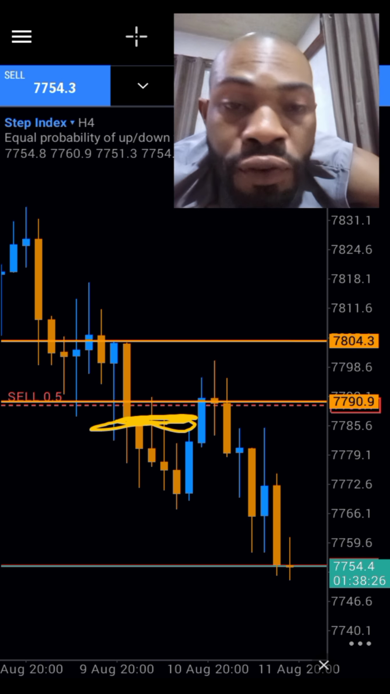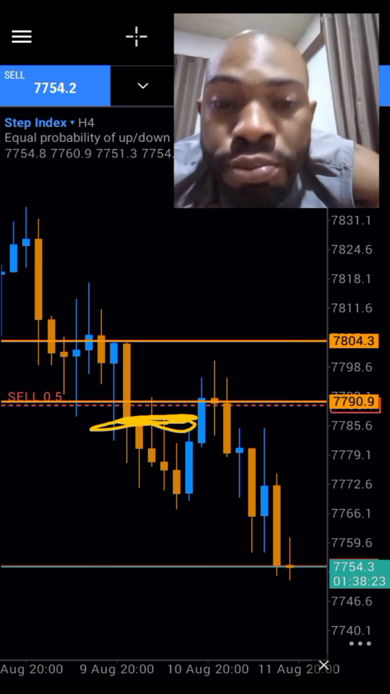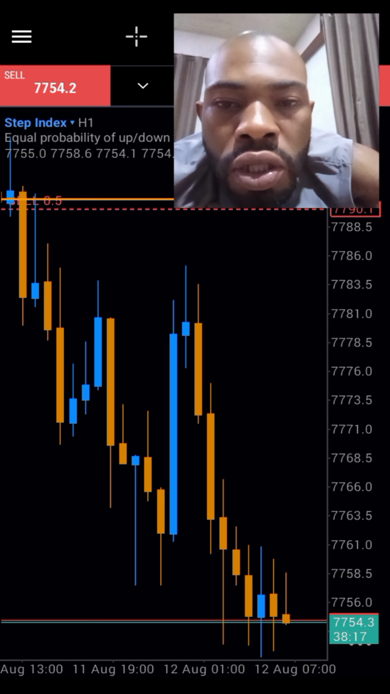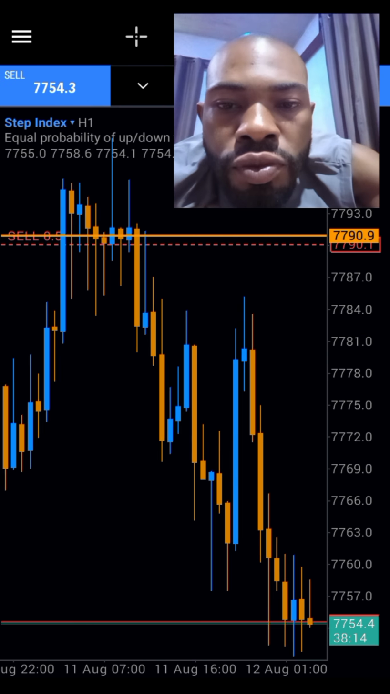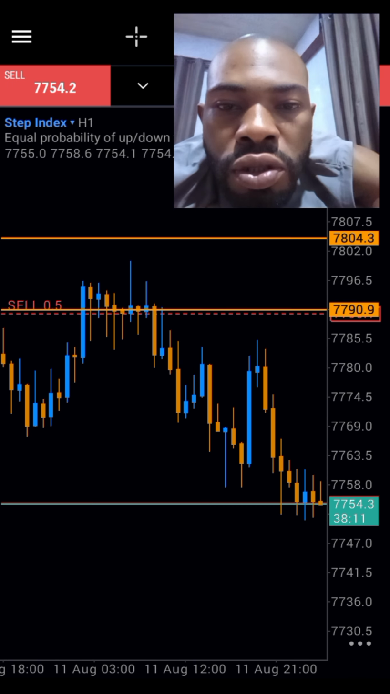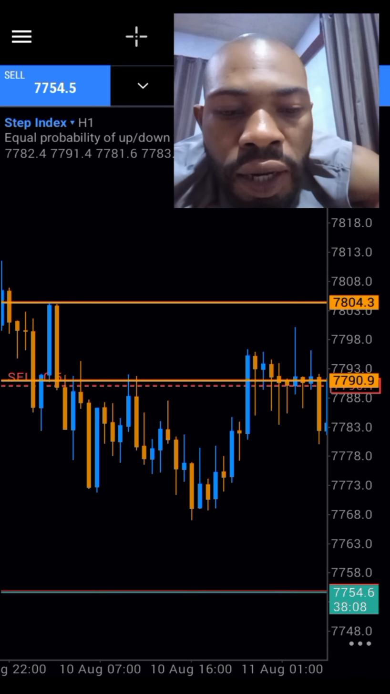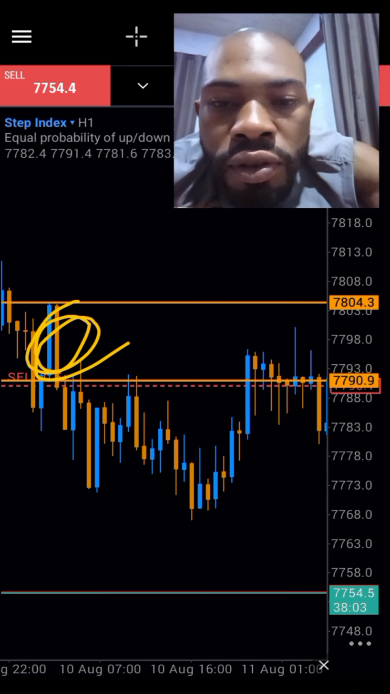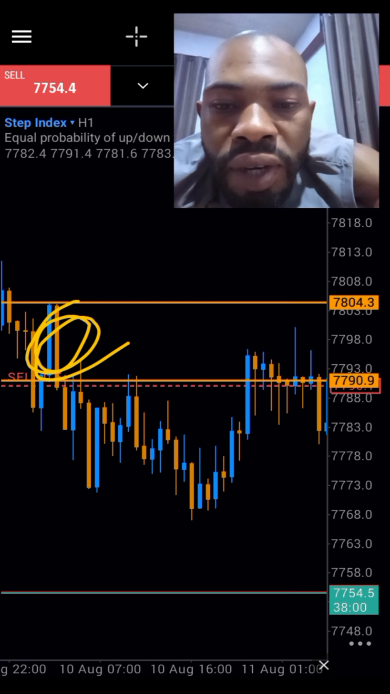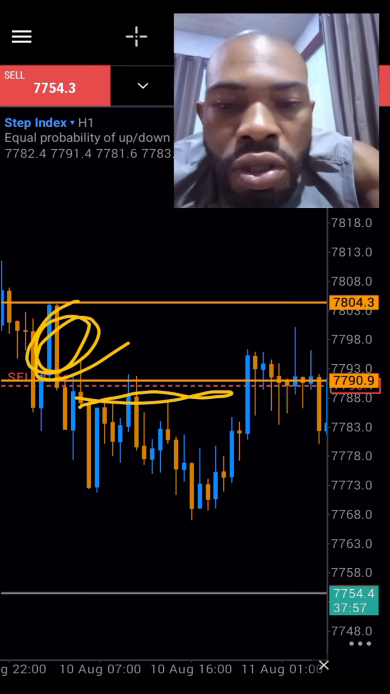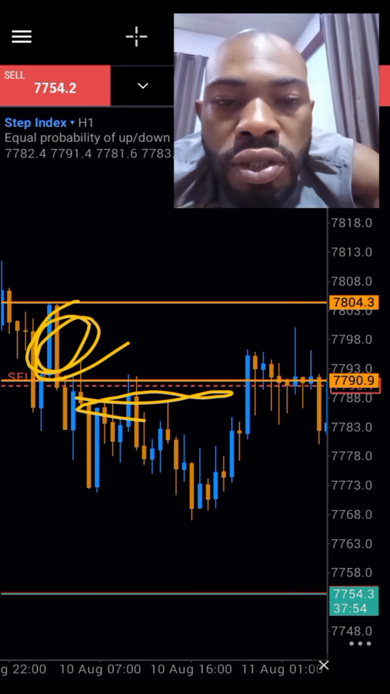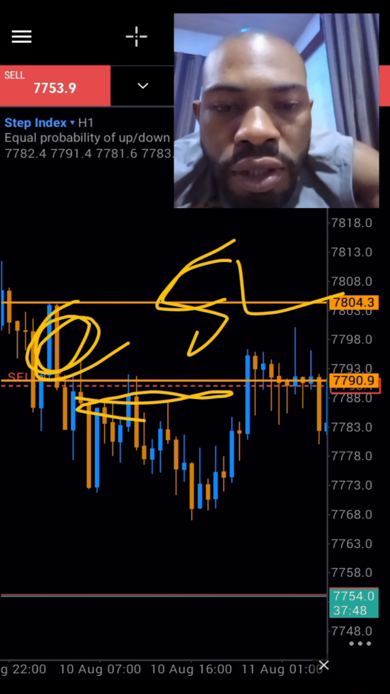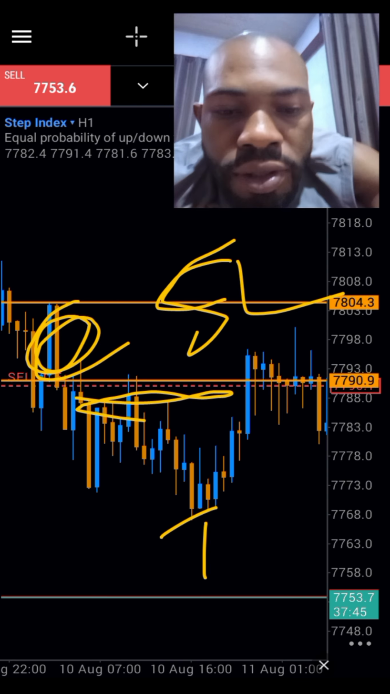Then H1 for a high probability zone. We need to trade from the high probability zone. And here is the H1. What do we see in the H1? We see the high probability zone to trade from, which is this order block here. We have found where the liquidity is resting around this zone. Then we need the market to come to this H1 high probability zone, and our SL should be above it. Then our take profit should be around this zone.